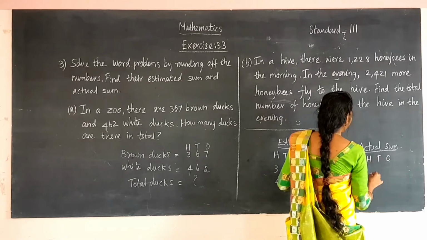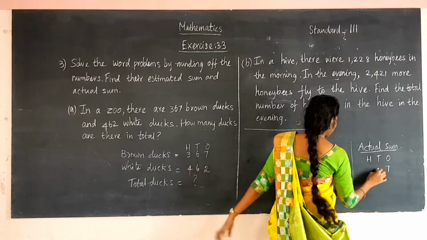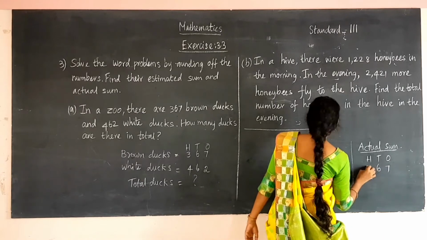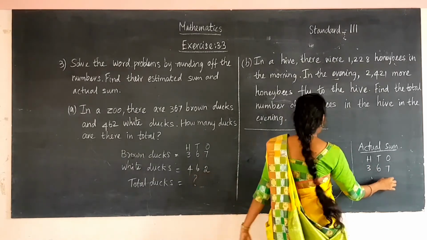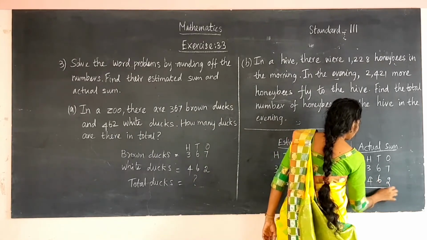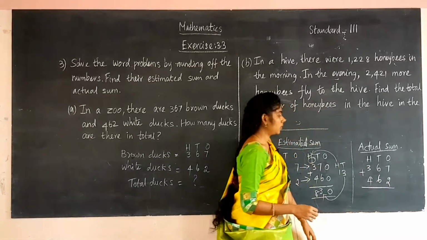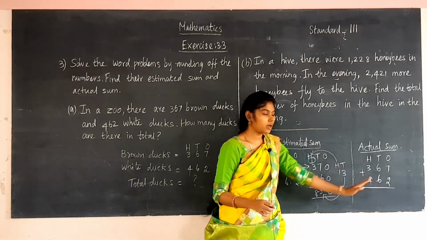Up to hundreds you will write and then fill the numbers 7 and 6 in the tens place and 3 in the hundreds place. And the next number 462: 2 in the ones place, 6 in the tens place and 4 in the hundreds place. Now you have to add these numbers. The given numbers, just write that in the places and then add those numbers.